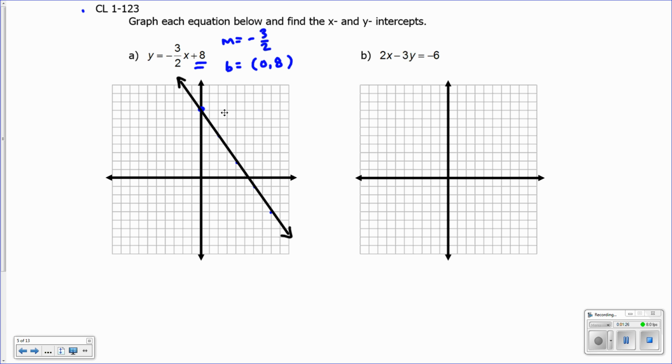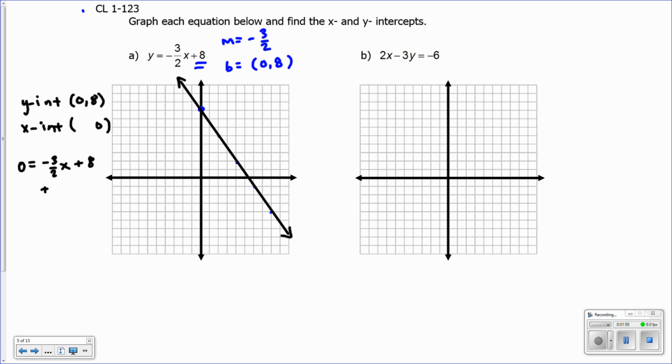Okay, our x-intercept's kind of hard to tell. It's not directly right in there, right? So we already know the y-intercept. The y-intercept was 0, 8. The x-intercept comes from when our y value ends up being 0. So we can just plug it in there if we want. We could say x-intercept, put in 0. We have 0 equals negative 3/2 x plus 8.